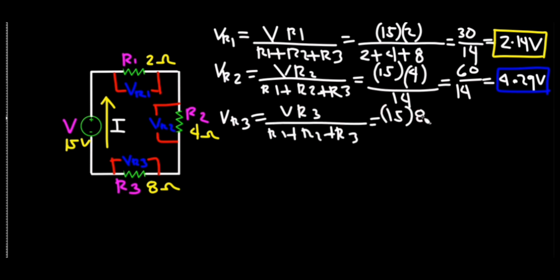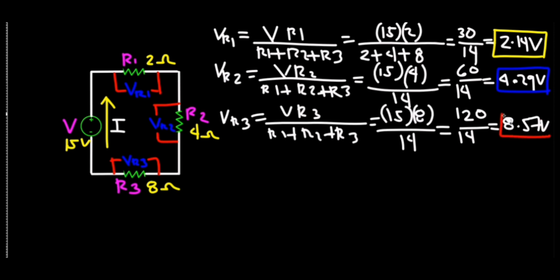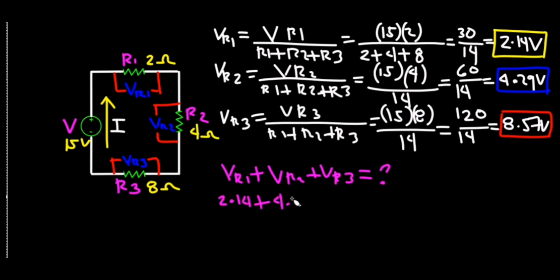Lastly, VR3 is equal to 15 times 8, all over 14. 120 over 14. Then, the answer is 8.57 volts. Then again, to check if your answer is correct, add the three voltage drops, VR1 plus VR2 plus VR3. 2.15 plus 4.49 plus 8.57 is equivalent to 15 volts. So our answers are correct.